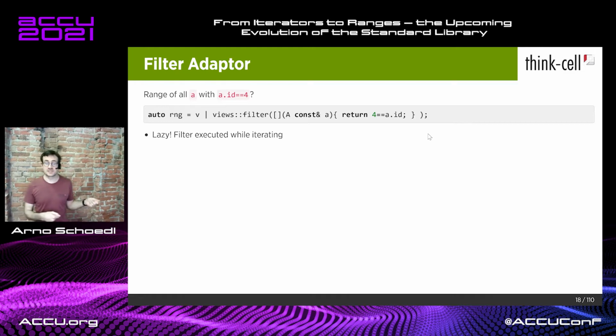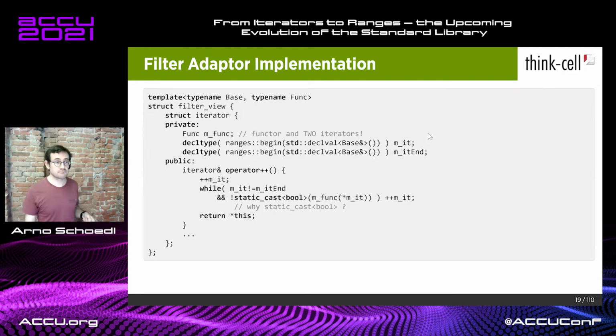So while you're basically iterating with your iterators, the filter view would take care of skipping all the elements that don't pass the predicate. Now, how could you implement such a filter iterator? So again, we have the filter view, and it has an iterator. Now, it has to carry around the function, the filter function, and it has to carry around the base iterator.